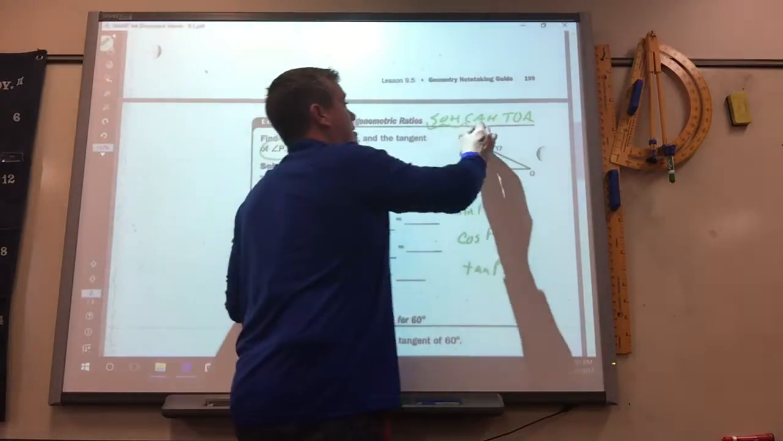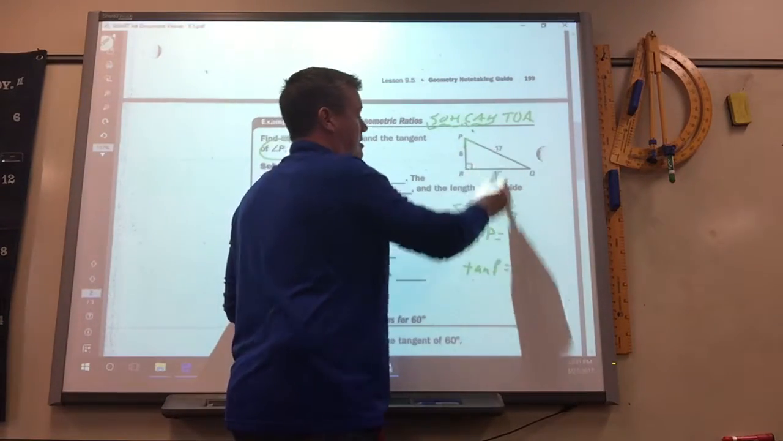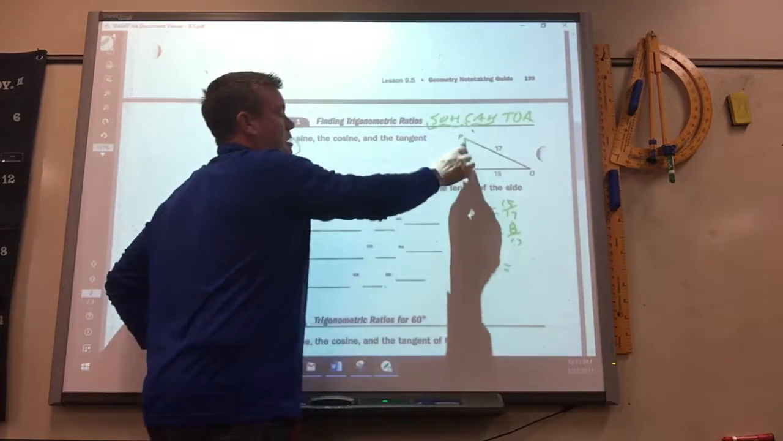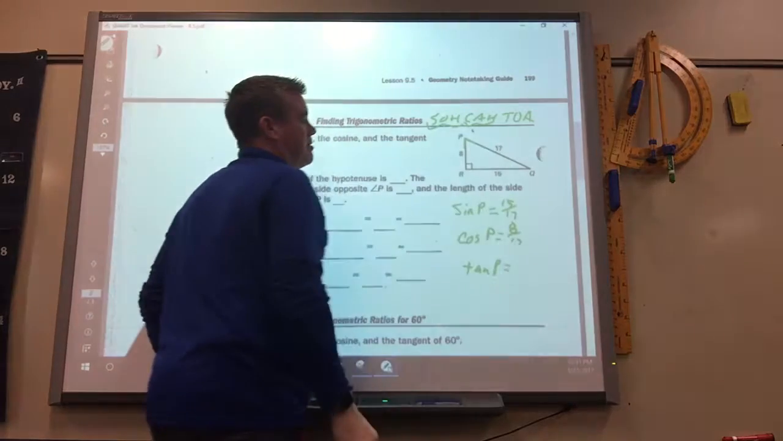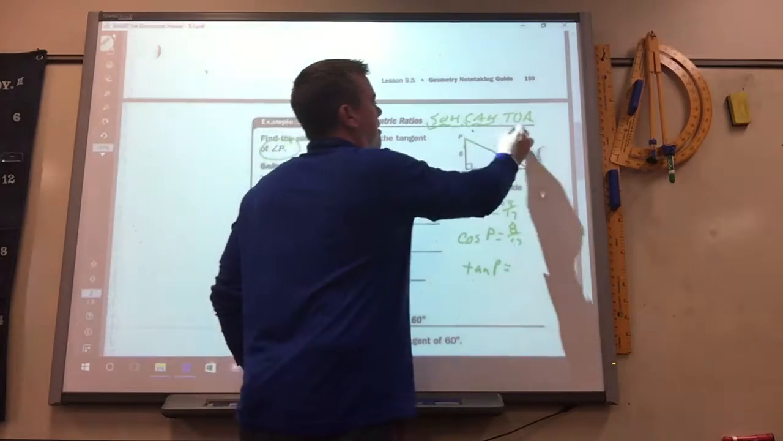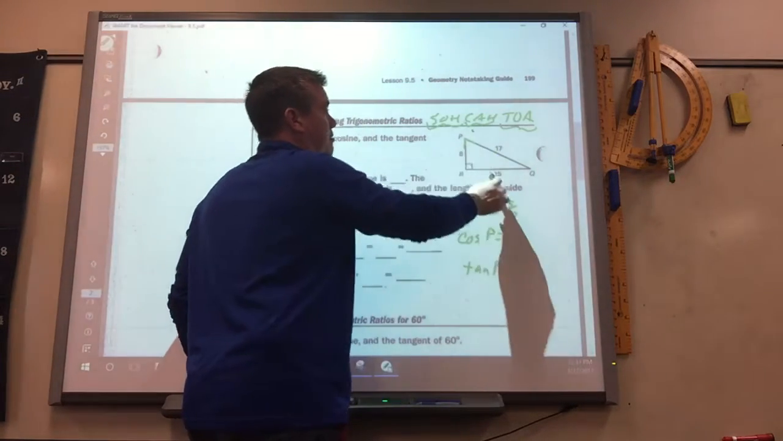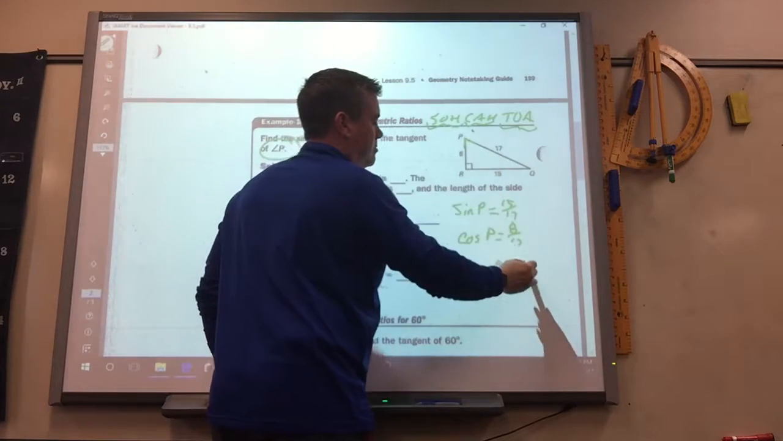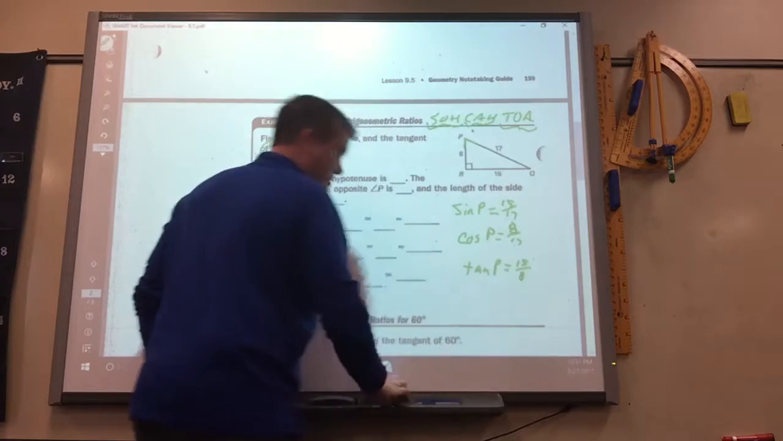Cosine is 8/17. Adjacent, which is 8, over the hypotenuse, which is 17. Opposite is 15, adjacent is 8. Okay?